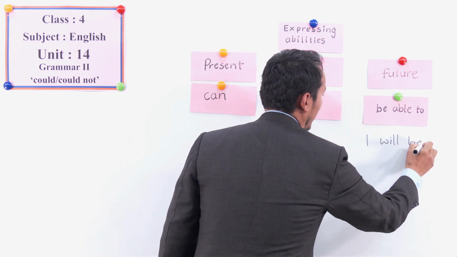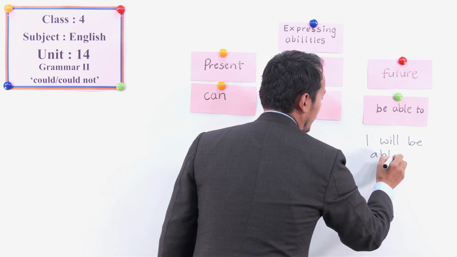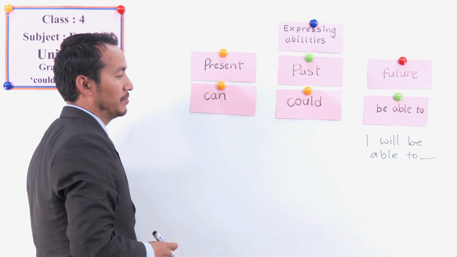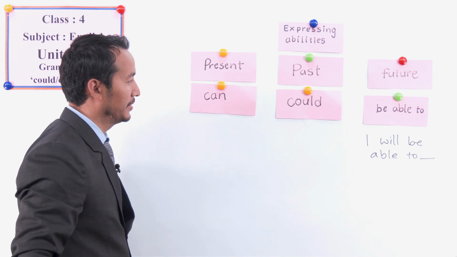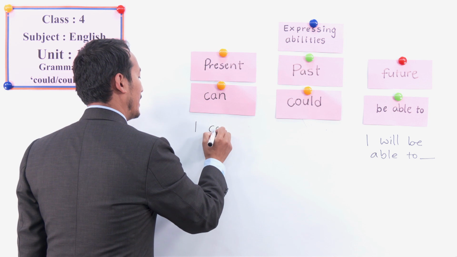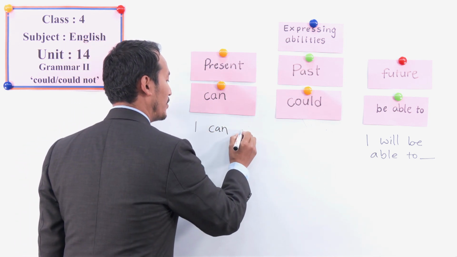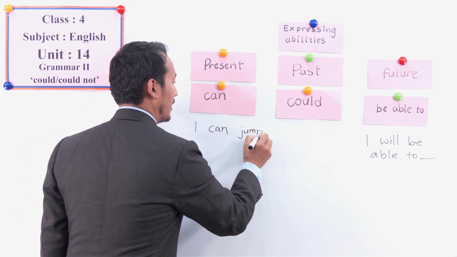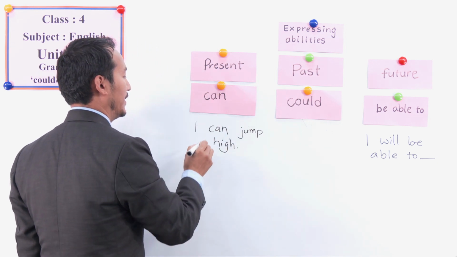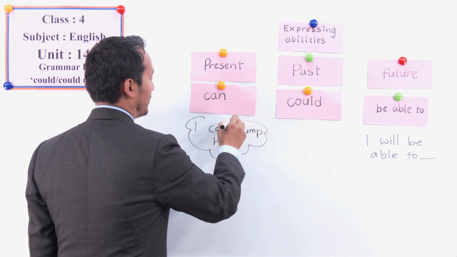I will be able to, okay? Now what do you want to be or what skills you will have? You can write about it. And you can say, I can jump high, okay? I can jump high. This is your ability at the present.